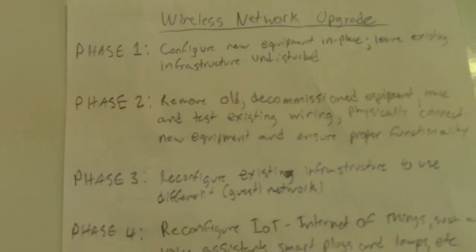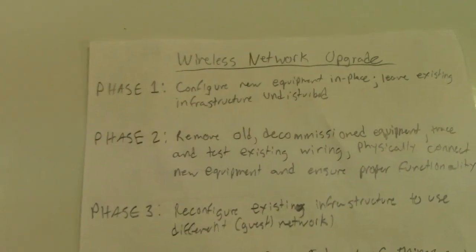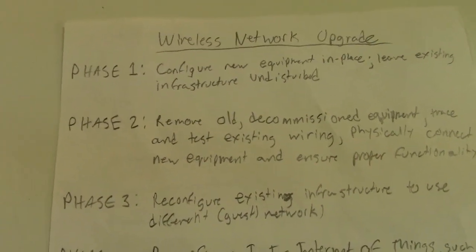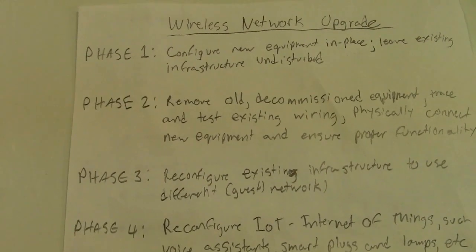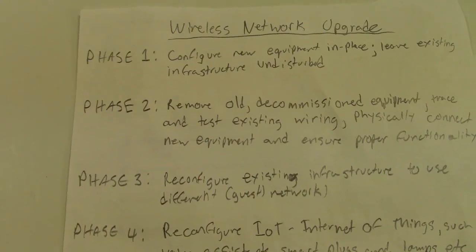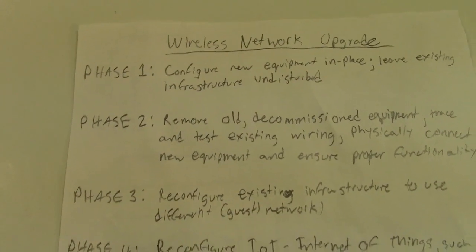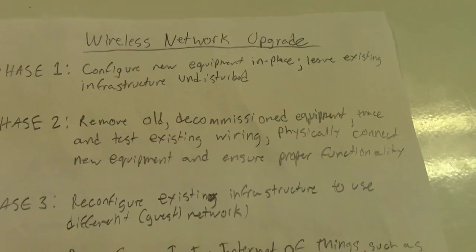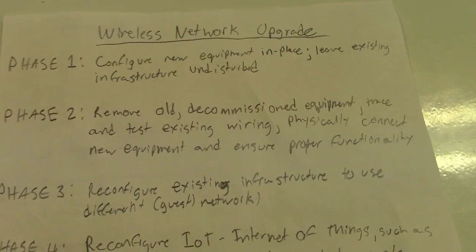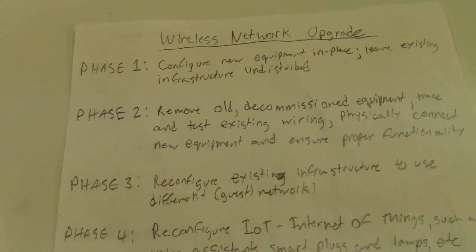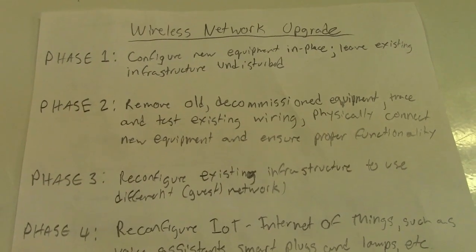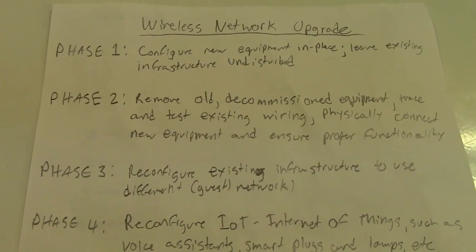So that's going to do it for phase two of the wireless network upgrade. We have removed the old decommissioned equipment. We traced and tested the existing wiring. We physically connected the new equipment, mounted it, and ensured proper functionality. Phase three is going to be reconfiguring the existing infrastructure to use a different network.